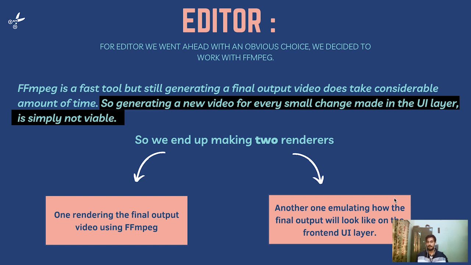So we ended up making two renderers. The first renderer is the one that uses FFmpeg in the backend, and it renders out the final edited video that the user demands. And the second is the front-end GUI layer. It is another renderer in itself, and we need to build this because users need to see what edits or changes they are making, so that when they are happy they can finally render out the final video. So these are the two renderers. Now let's talk about each of them in detail.